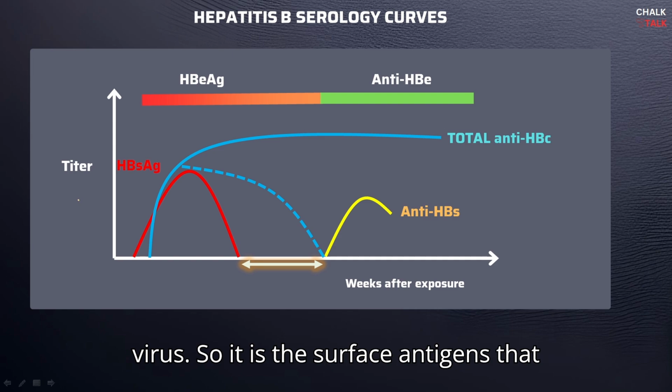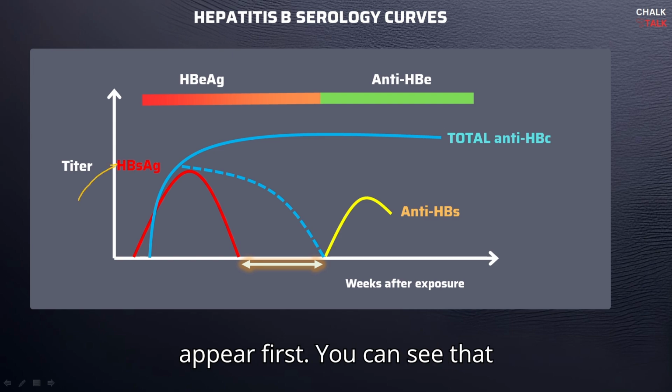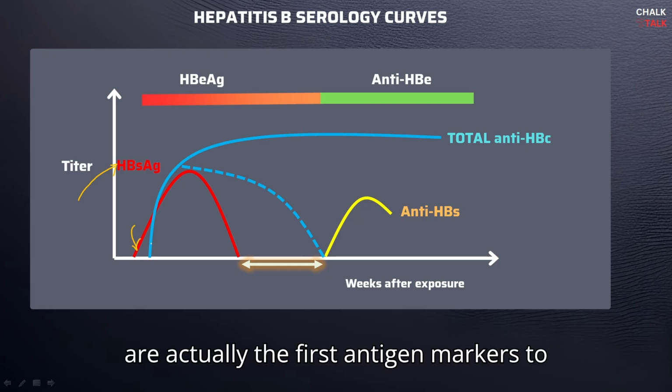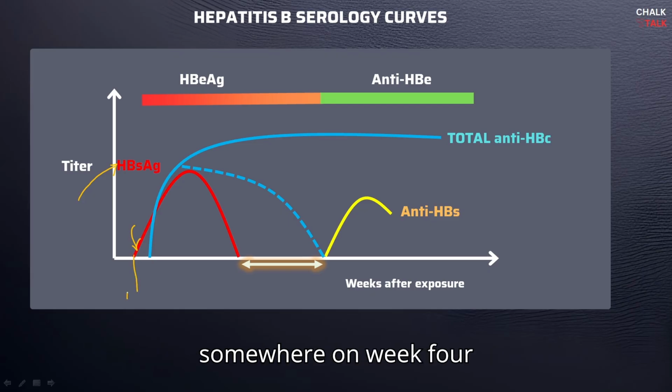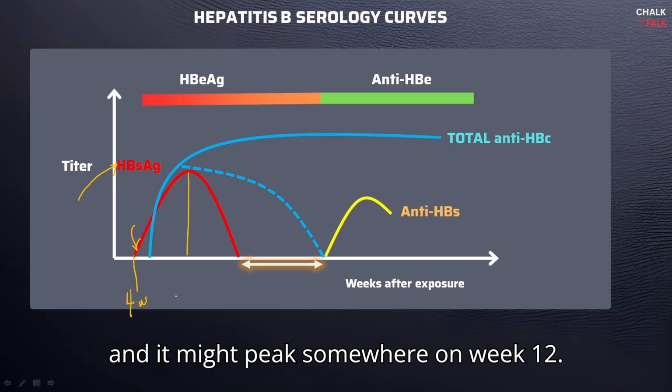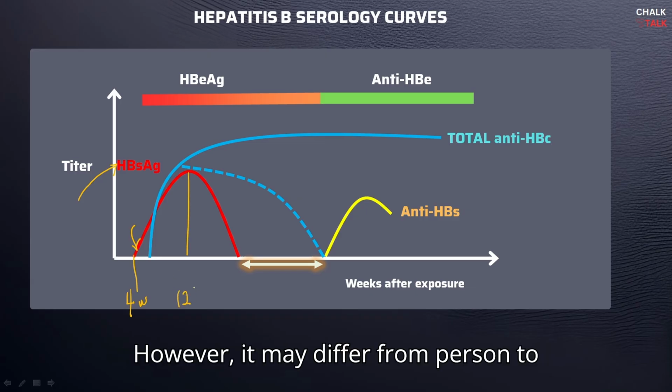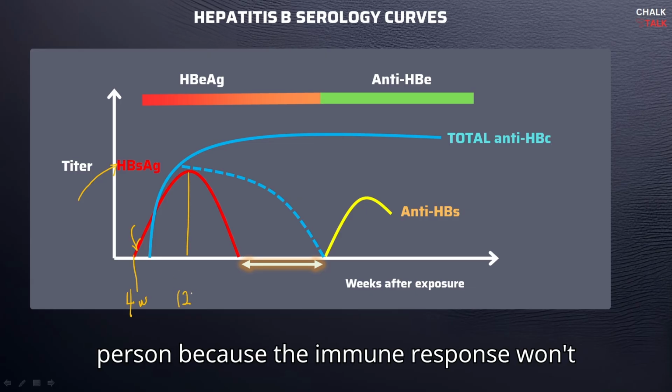So after exposure, the body is just starting to recognize the hepatitis B virus. So it is the surface antigens that appear first. You can see that depicted in red, and they are actually the first antigen markers to become detectable. They appear somewhere on week 4, and might peak somewhere on week 12. However, it may differ from person to person because the immune response won't be the same.